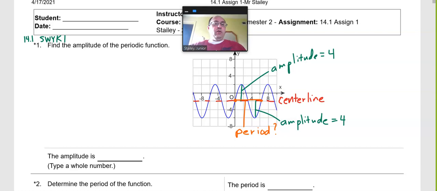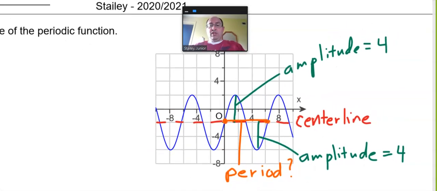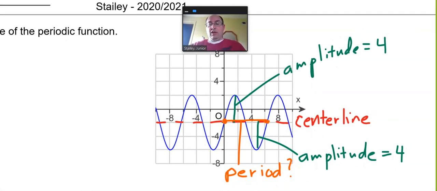In this first section, week 14, number 1, I start off by asking you a simple question. What's the amplitude? You can take a look at the graph. It goes from the center line, which happens to be at -2, and it goes up to +2. So that's a distance of 4. That's the answer to the question.